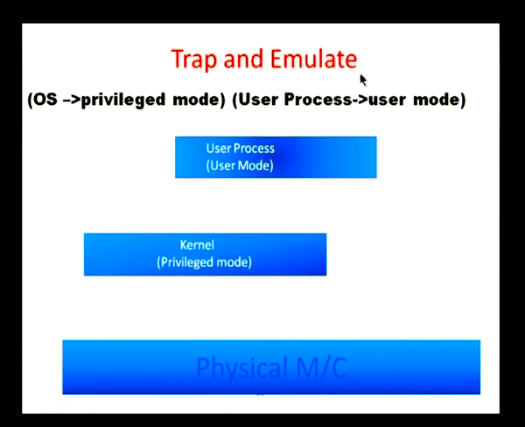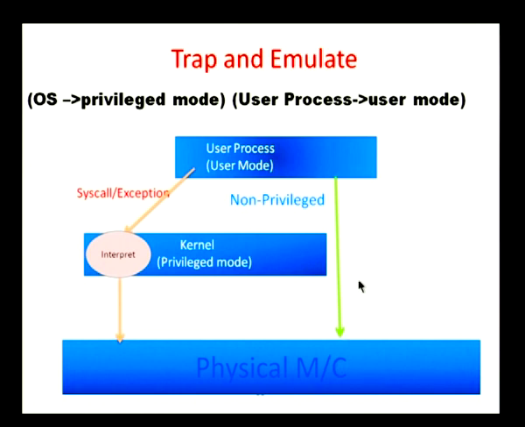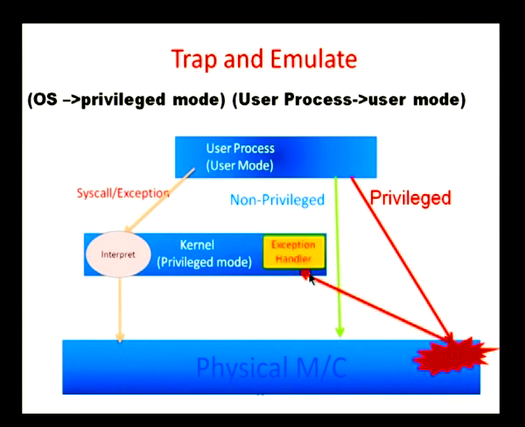Let us see how the trap and emulate operation takes place. Let us consider the OS is in the privileged mode and the user process is always in the user mode. Here we have the user process, the kernel, which is the operating system's privileged mode, and the physical machine. When you send a system call or some exception, it is sent to the kernel. The kernel interprets the meaning of that call and in turn contacts the physical machine. If it is non-privileged, you can interact with the physical machine directly, because it is not going to affect anything. If you directly invoke a privileged instruction, what happens? It is trapped and sent back to the kernel. If there is an exception handler available, it performs the actual operations.